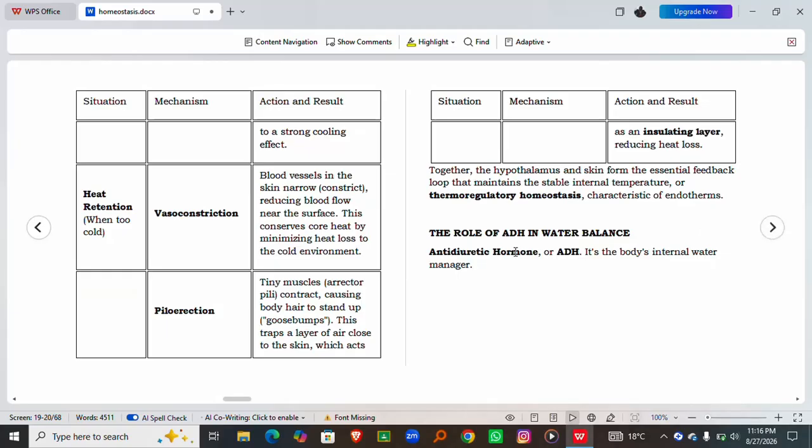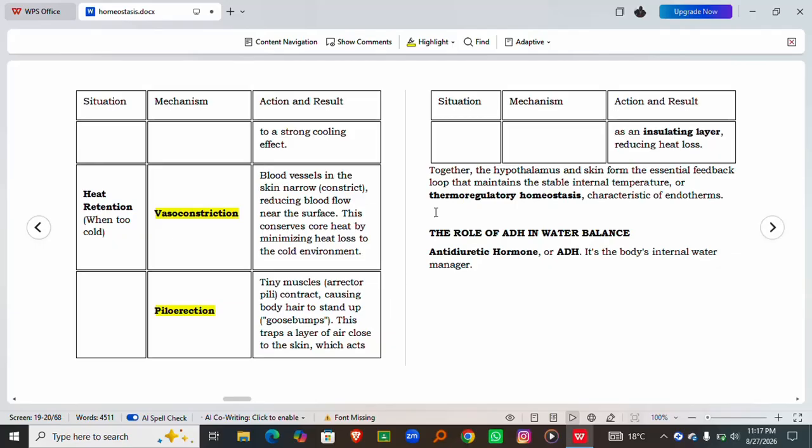Then it is also going to help us in heat retention when temperatures are too cold. Vasoconstriction, we have looked at this. It aims at reducing the blood flow to the skin surface so that we limit the amount of blood that flows there as we conserve the heat. Erector pili muscle contraction: these muscles contract to raise the hair of the skin such that a layer of hair is trapped around the skin to work as an insulator against heat loss.